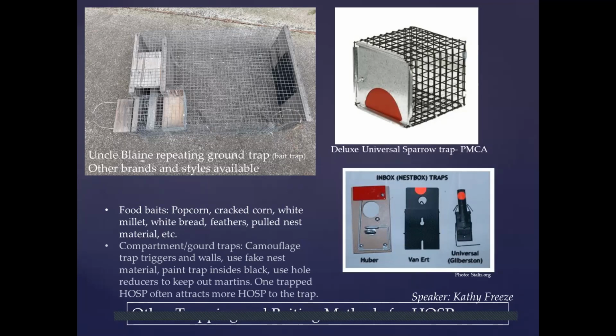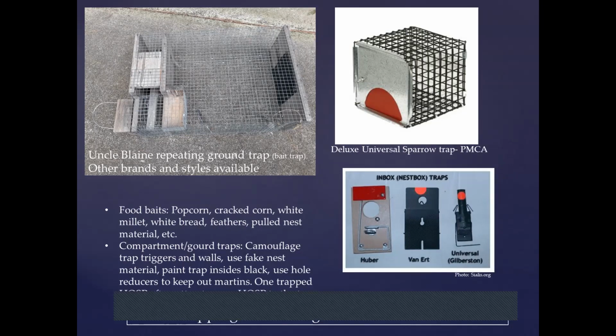So there are several here that Courtney is showing, and there are two different types. There are compartment and gourd traps, and there are food type traps which you would bait. The Uncle Blaine repeating ground trap is one of my favorite traps, but I use it in partnership with other traps. So let's start with Uncle Blaine first. European starlings and house sparrows are normally their hungriest and will go for food traps primarily during the fall, winter and spring seasons. The Uncle Blaine repeating gourd ground trap is awesome for this because it's a repeating trap.